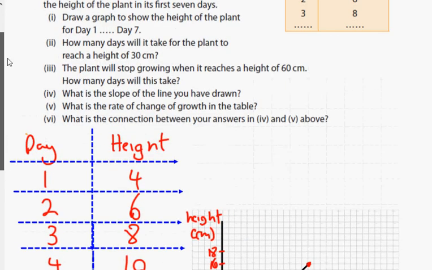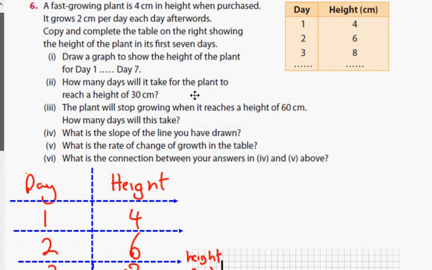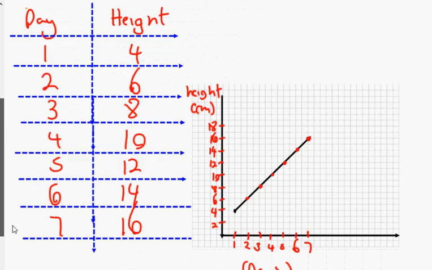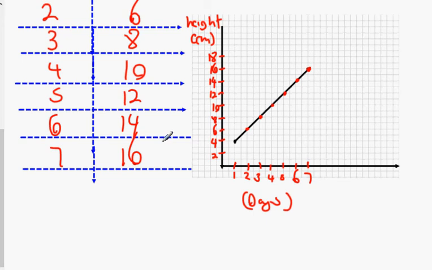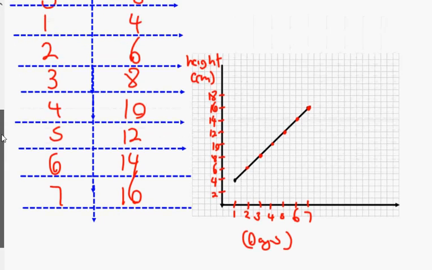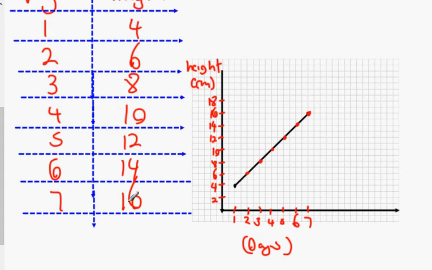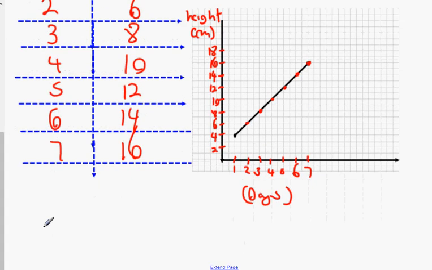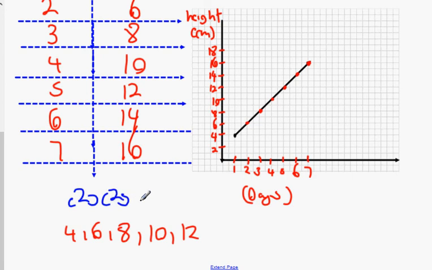Okay? What's the next part of this question? How many days will it take the plant to reach a height of 30 centimeters? How would you go about doing that? You could count up, couldn't you? Can anybody else suggest another way of doing this? What type of series is this again? Linear. So it's going 4, 6, 8, 10, 12. Okay? And this is going across 2, 2, 2, and 2.